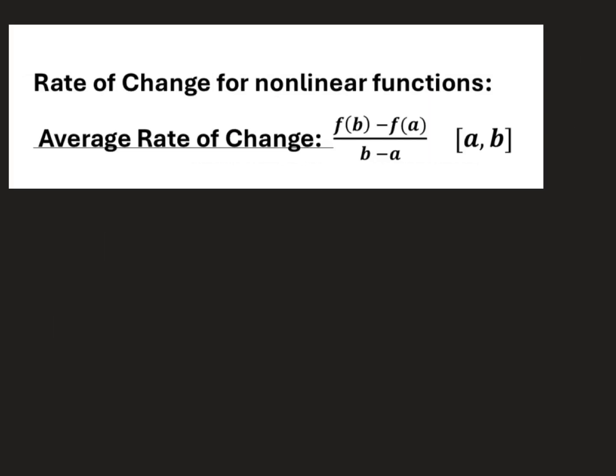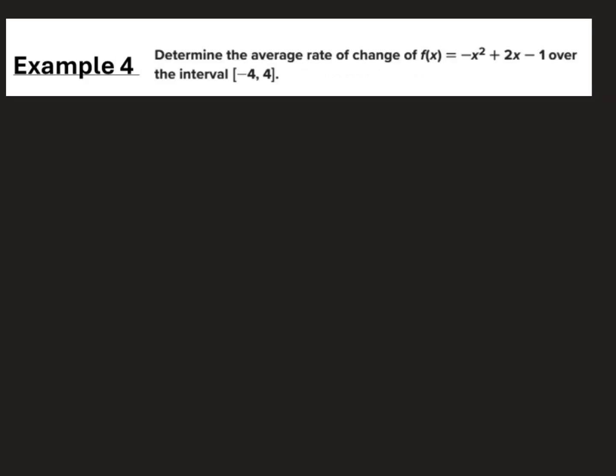Moving on to the next one. Rate of change for nonlinear functions. The average rate of change is found by doing f of b minus f of a divided by b minus a on an interval that will be given to you, a to b. It'll tell you your interval. So you're substituting into the function to find this value, you're substituting to find this value, and then you're just subtracting those two numbers that are given to you. So we're going to determine the average rate of change of f of x equals negative x squared plus 2x minus 1 over the interval negative 4 to 4.